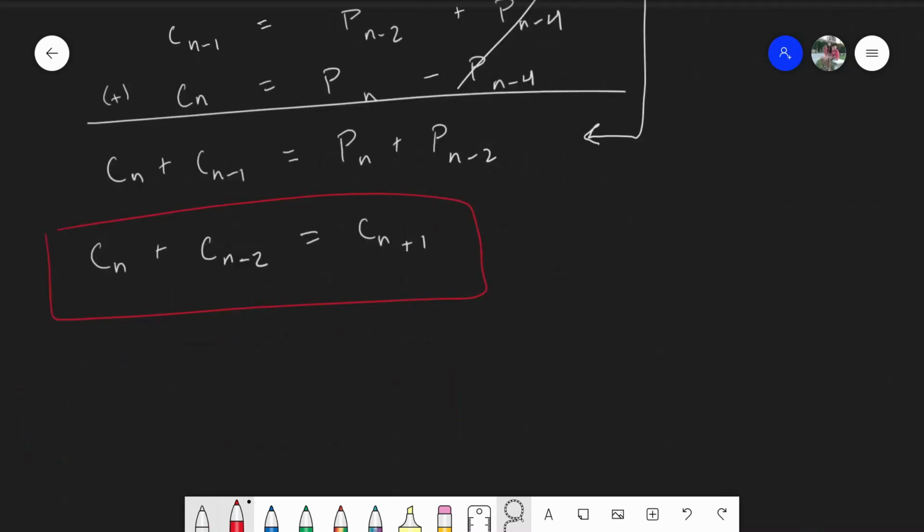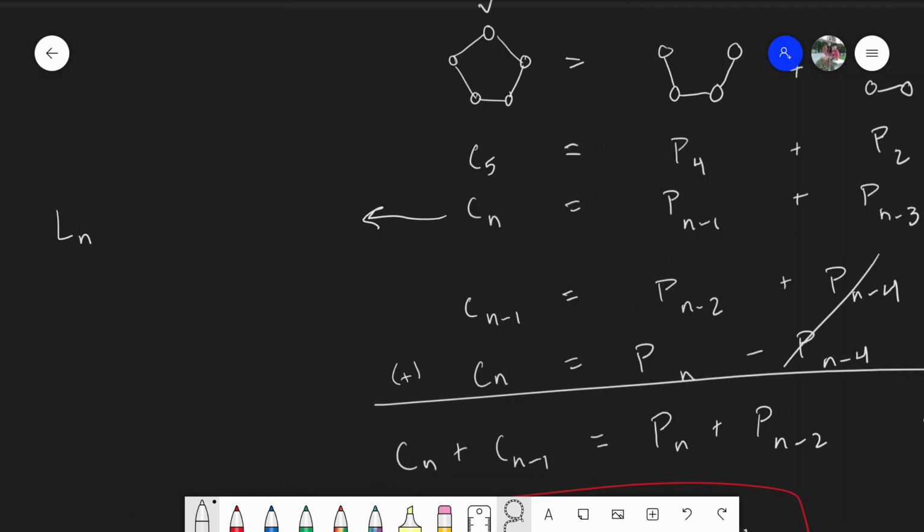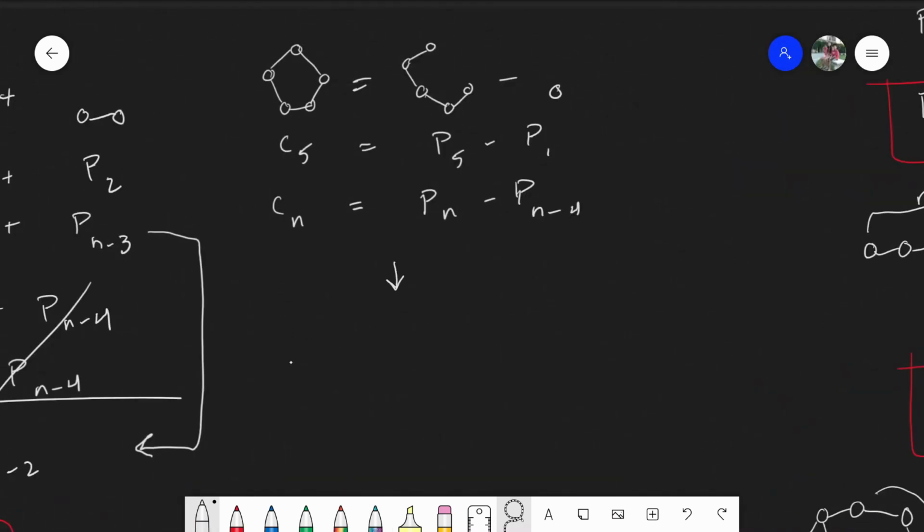With this, we can now prove that because C1 is equal to L1 and C2 is equal to L2, Cn is equal to Ln. But you can see that from this relationship, if we convert this into Fibonacci and Lucas numbers, the nth Lucas number is equal to the (n+1)th Fibonacci number plus the (n-1)th Fibonacci number. And from the second equation, if we convert it into Lucas and Fibonacci numbers, we find that the nth Lucas number is equal to the (n+2)th Fibonacci number minus the (n-2)th Fibonacci number.